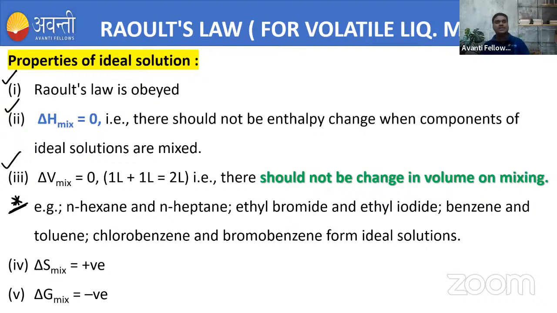So this you always remember, right? This negative indicates that the process is spontaneous in nature and it will take place without any external factors or external agent. So these are the characteristics of an ideal solution. Delta H of mixing 0, delta V of mixing 0, delta S of mixing positive, and delta G of mixing negative. So these are all the properties of the ideal solution, right? I hope this is clear to you.